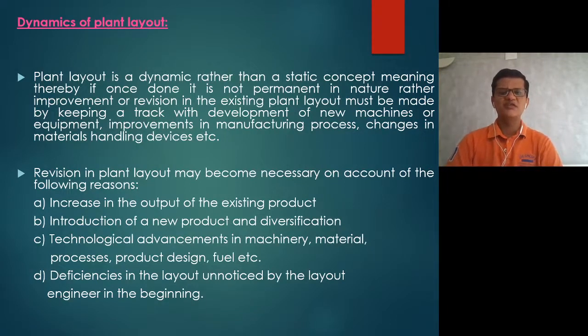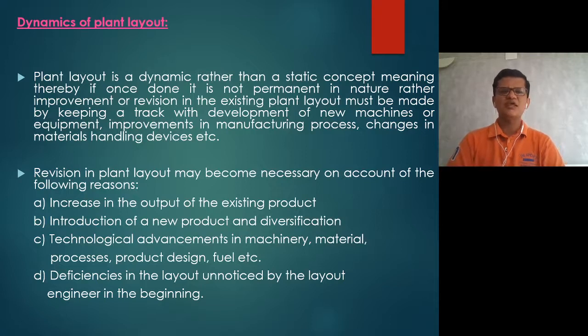It might be an increase in the output of an existing product. So, if you are making 100 tablets per minute and then you are making 1000 tablets per minute, you need a larger compression machine with a greater speed. So, you need to change the compression machine, which might require a larger size or maybe a larger electricity area. Then, introduction of a new product and diversification.